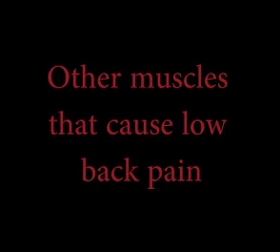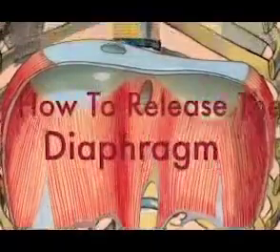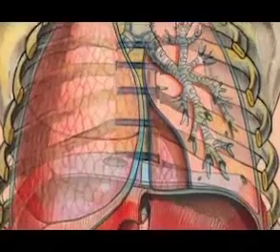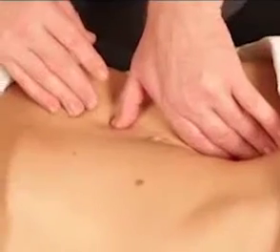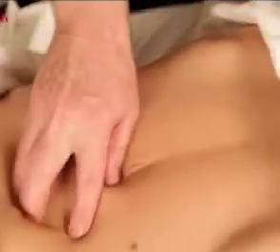So here it is. There are other muscles besides these muscles that cause low back pain. Other muscles including the diaphragm. The diaphragm is a huge muscle. We don't think about it going to the low back, but the crest of the diaphragm originates from the lumbar spine. So sometimes you have to release the diaphragm in order to release low back pain.